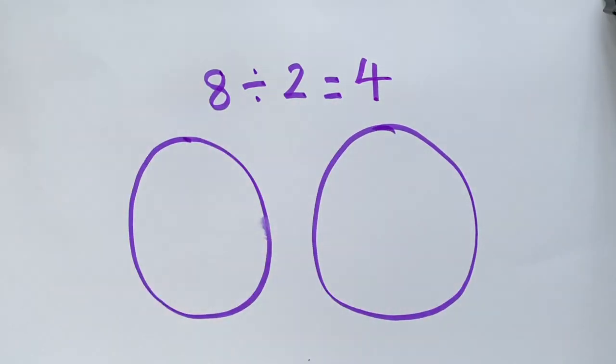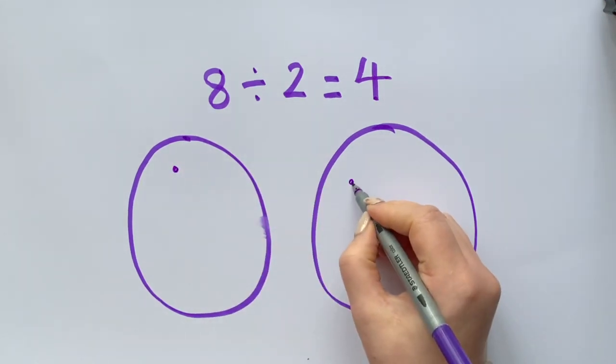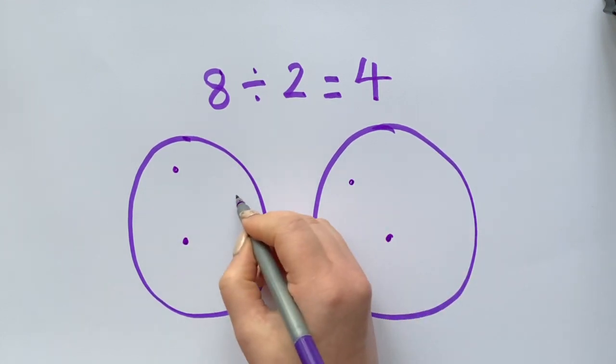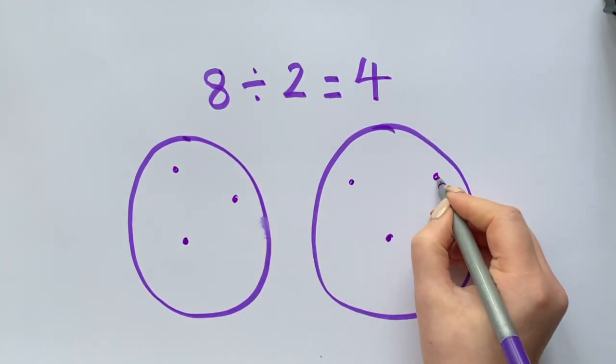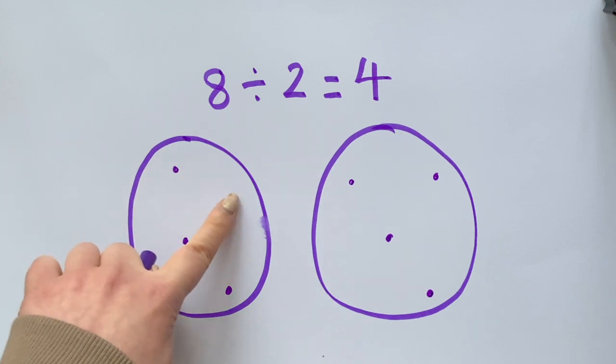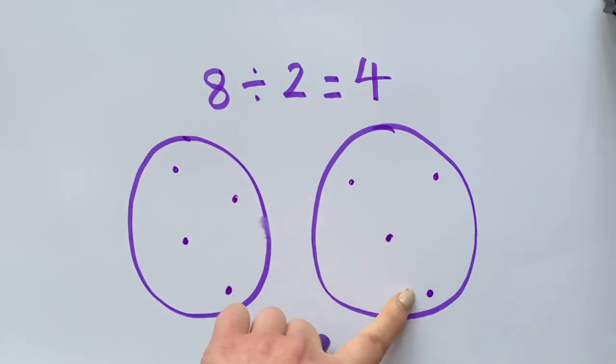But what if there were no chocolates to use? Well, you can do it just the same by drawing dots. I draw 1 dot in each circle. I'm going to make sure that I'm sharing out 8 between 2 groups, and the answer is still 4. 1, 2, 3, 4. 1, 2, 3, 4.